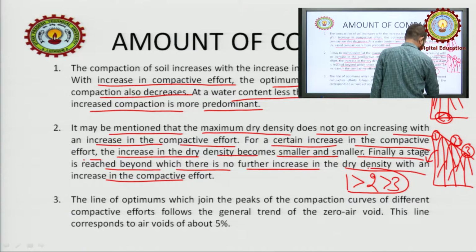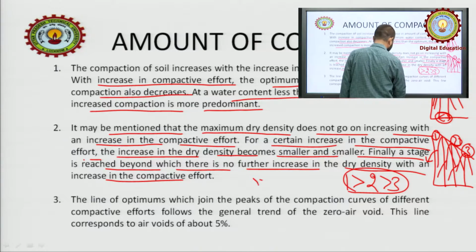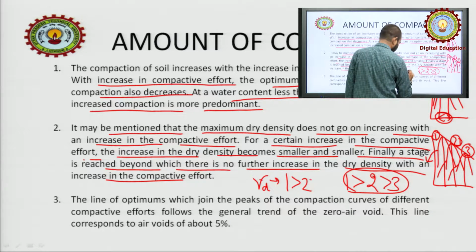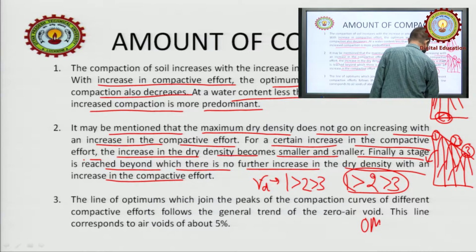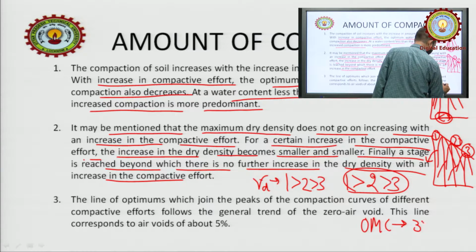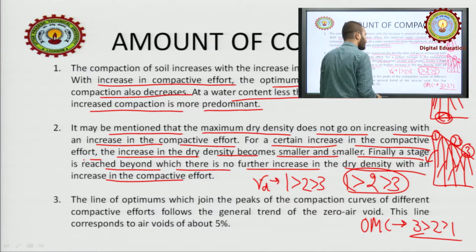And according to dry density, gamma d, what will happen? Again one is highest, then second, then third. But for optimum moisture content, if we see what will happen, third is the highest, then 2, then only 1. Okay. You can note it down.